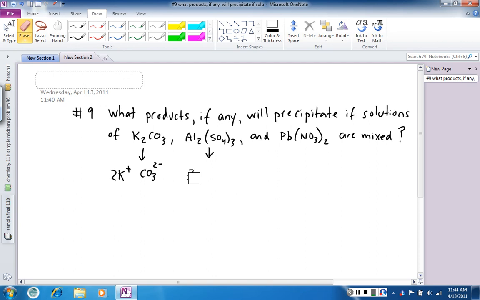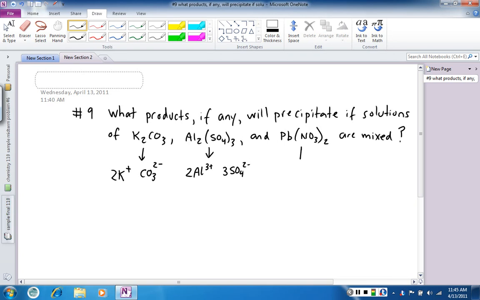The next one, you're going to have 2 aluminum plus 3 ions, and you're going to have 3 SO4 2 minus ions. Now you have to know that SO4 is 2 minus. If you don't know that, you can't do this problem. If there's 3 2 minuses, then that makes minus 6 from that side of the chemical. Therefore, to balance it out as far as being neutral, you need to have 2 plus 3s. So that's how you figure out that Al is plus 3.